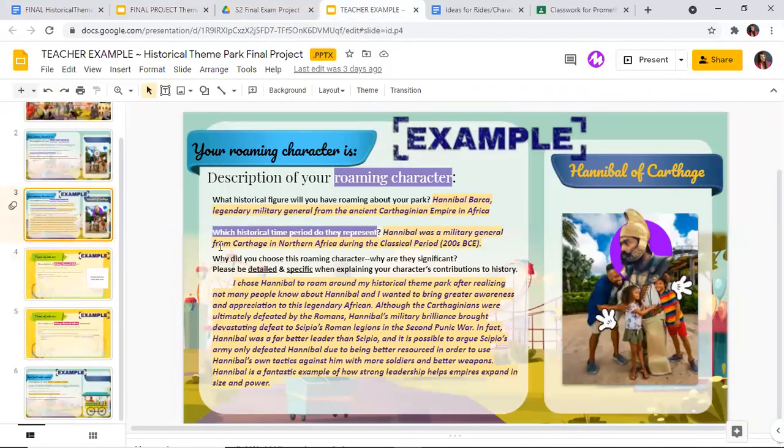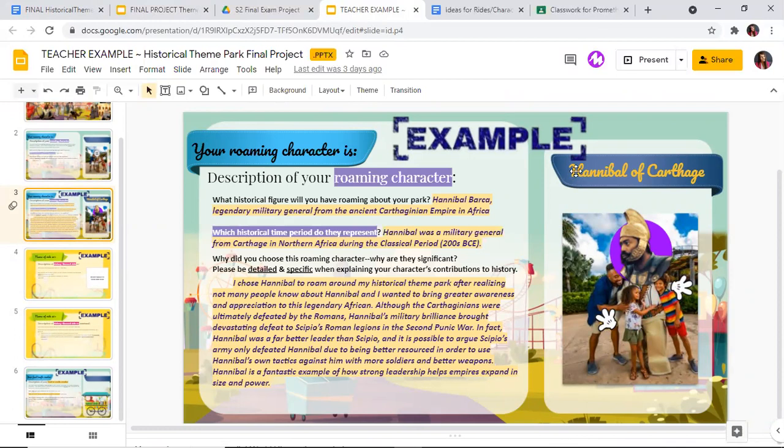In my park, I chose Hannibal of Carthage from Unit 2. You'll notice that even in these short pieces, like when it says, what figure did you choose? I've written a full sentence. So what historical figure do you have roaming around your park? Hannibal Barca, legendary military general from the ancient Carthaginian Empire in Africa. That should tie people in, hook their interest.